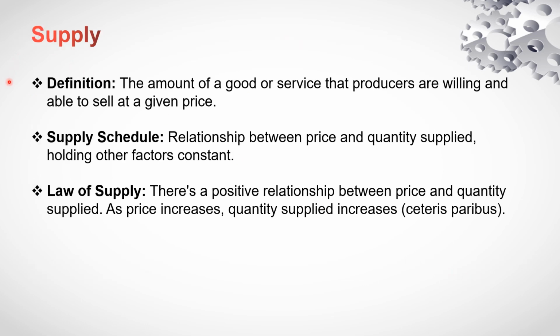Supply. Definition: the amount of goods or services that producers are willing and able to sell at a given price. Supply schedule: relationship between price and quantity supplied, holding other factors perfectly constant. Law of supply: there's a positive relationship between price and quantity supplied. As there is an increase in prices, quantity supplied would obviously increase.